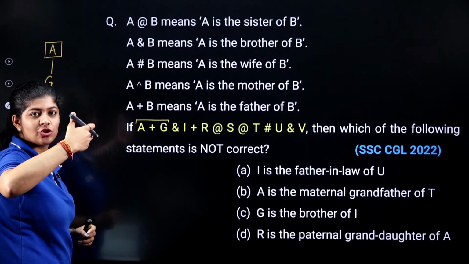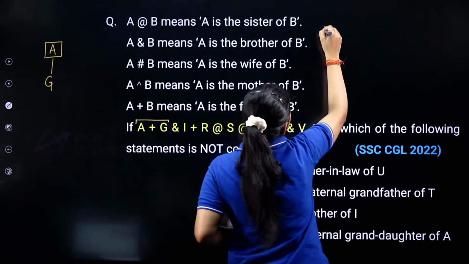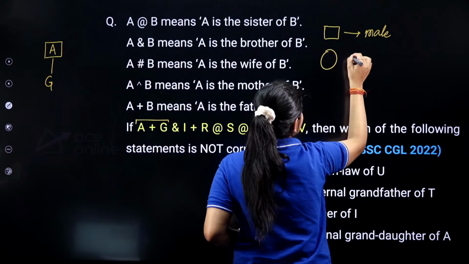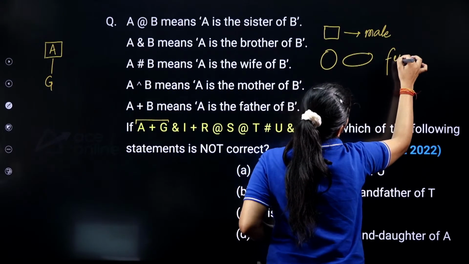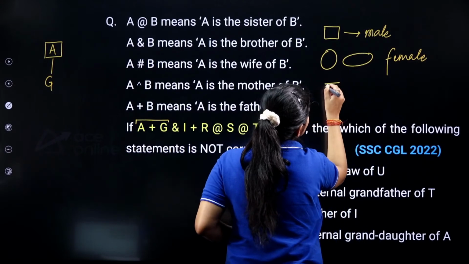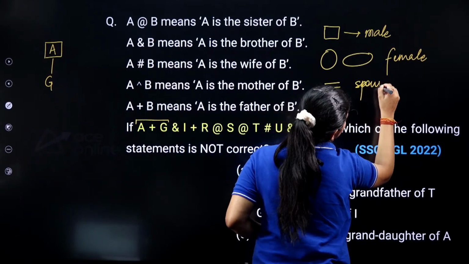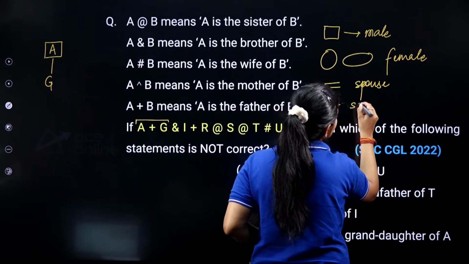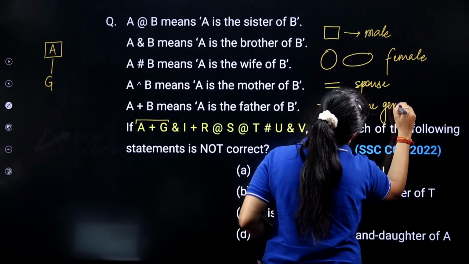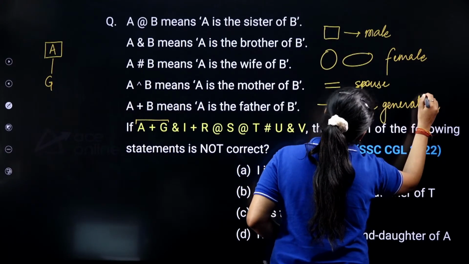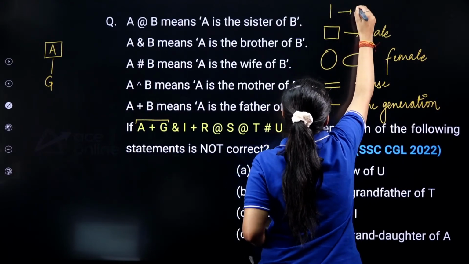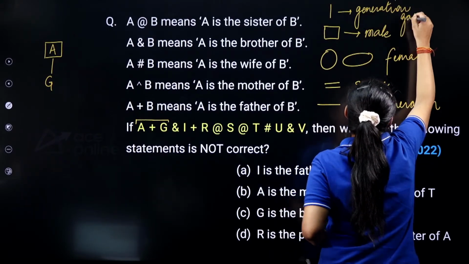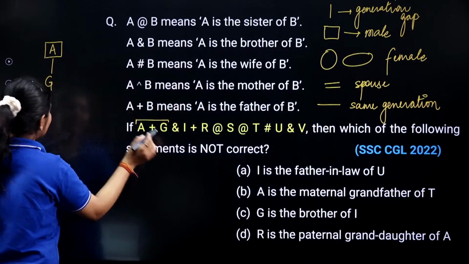This vertical line shows the generation gap, right? This square symbol denotes male, right? Circle or oval shapes denote female. These two lines show spouse, right? A single horizontal line shows same generation and a single vertical line shows generation gap. Right? Okay. Now the next one.